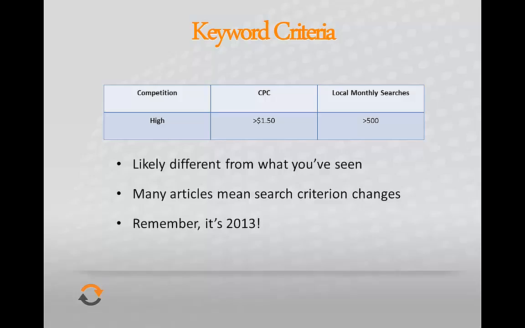And like I said, many articles mean the search engine criterion changes because you're having more articles, so you can have a little bit less monthly searches and be fine. And remember, it's 2013. It's not 2007. It's not 2011. It's not anything other than 2013, because you want the most current and up-to-date information and criteria that work right now.